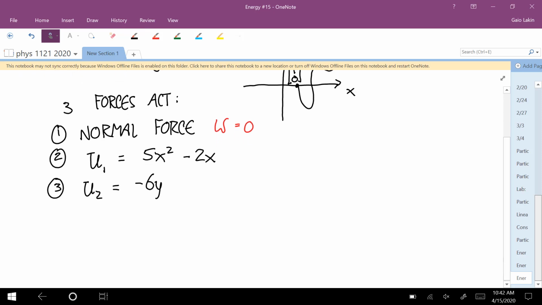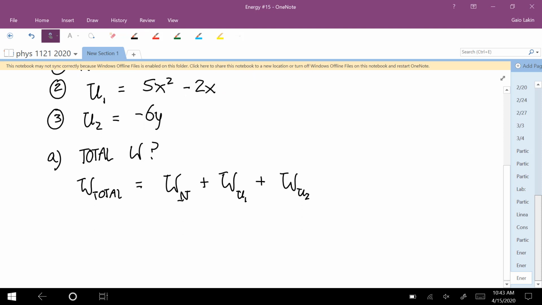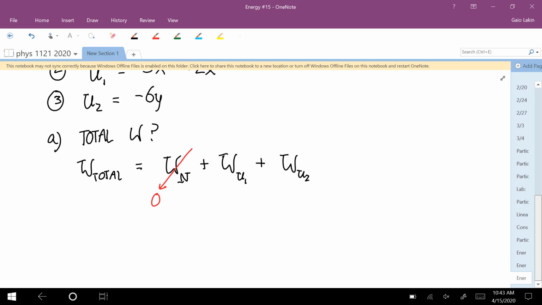The first thing we want to do is calculate the total work. So the total work is the work done by the normal force plus the work done by that first conservative force plus the work done by that second conservative force. This one is 0. And so all we have to figure out is the work done by these two potential energy fields.